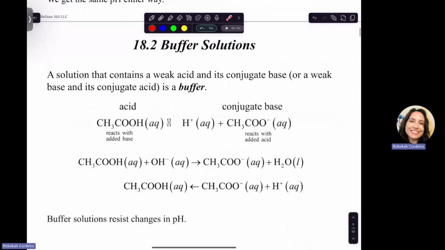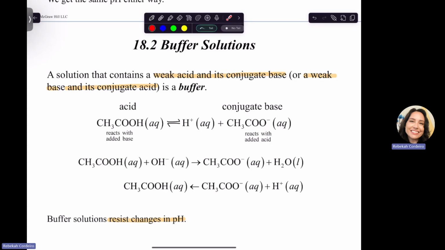All right. Buffers. Buffers are a solution that contains a weak acid and its conjugate base, or a weak base and its conjugate acid. Basically, a weak something and its conjugate partner. Buffers have a job: resist change in pH. So we need to know what buffers are, what they are made of, and what they do. When you have a weak acid like acetic acid and you also put a conjugate base in your solution, now we have a buffer. Usually it's about equal molar, but you can put in different amounts depending on what you need.